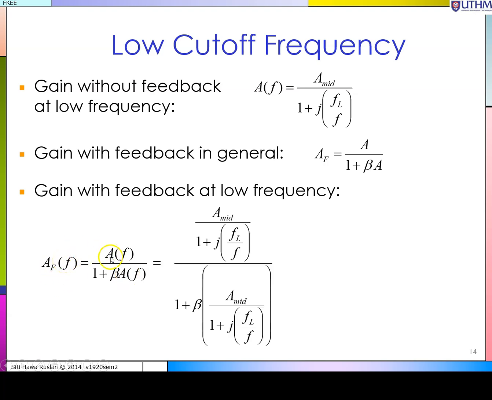So you substitute AF with this thing over here, a function of frequency, so 1 plus beta A. So this one is this part. Okay, so this is actually A divided by 1 plus beta A, only that the A over here is a function of frequency. Simplify this equation. Okay, just a mathematical manipulation.